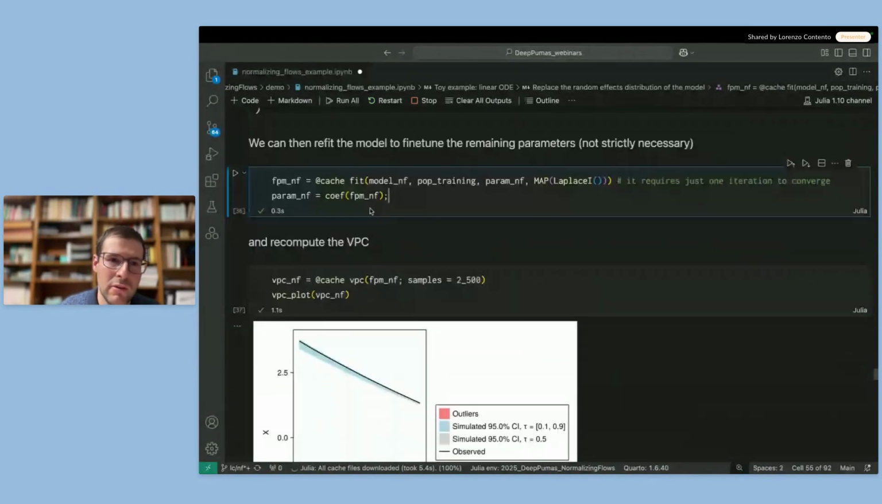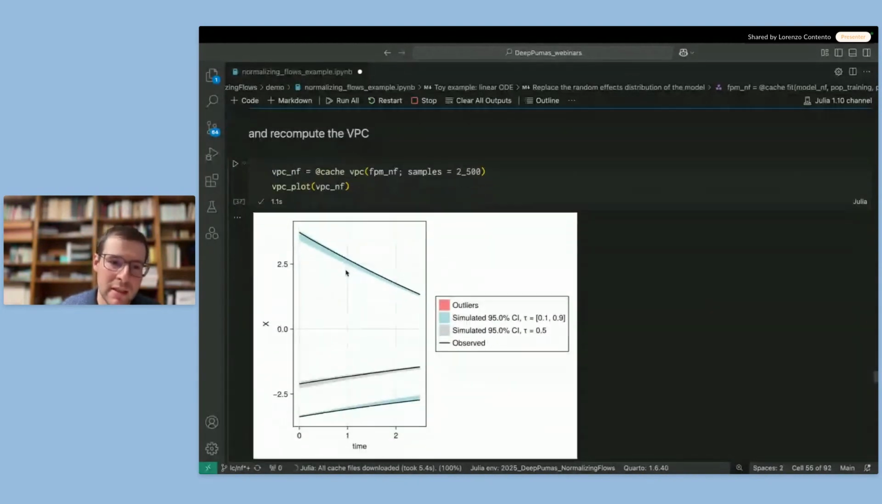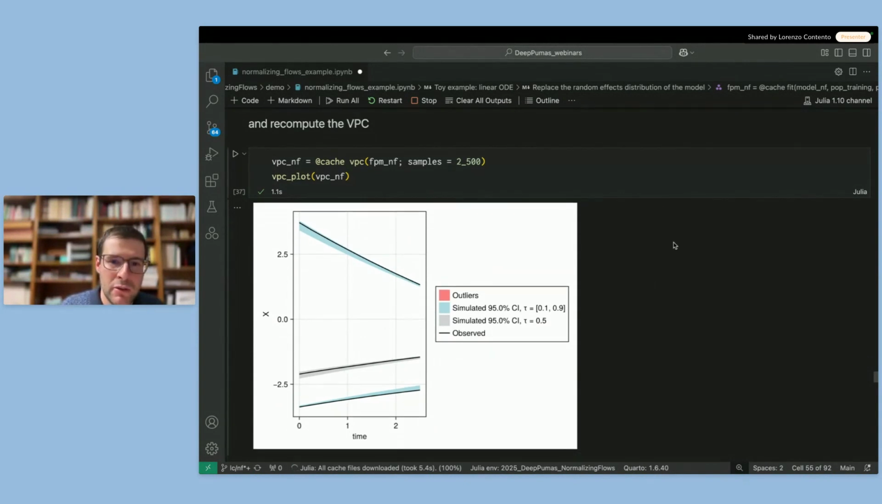And once you have fitted it, you can compute the VPC again, and you can see here that now the distribution generated by the model is completely in accordance with the distribution present in the training population. And so the VPC is fixed, and we have done what we set out to do.